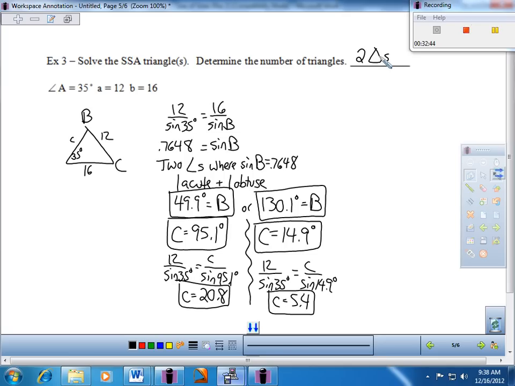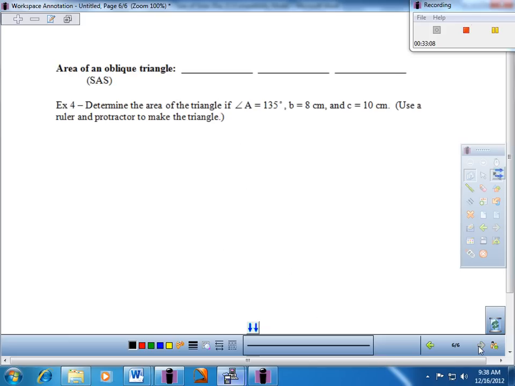Excellent. All right, guys, last piece. So we're going to do a couple area formulas here. If you remember correctly, back in geometry, you probably just had the 1/2 base times height. And this is really just an extension of that, as a matter of fact. The 1/2 base times height really talks about it in terms of a right triangle. But in this case, we're going to do this piece with an oblique triangle.